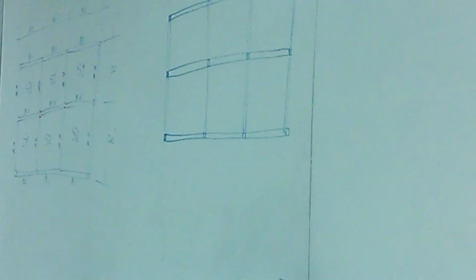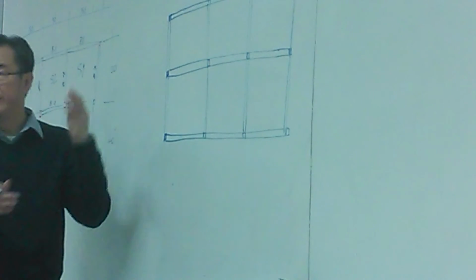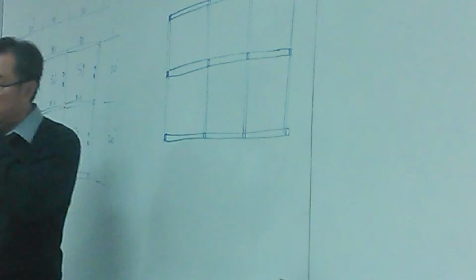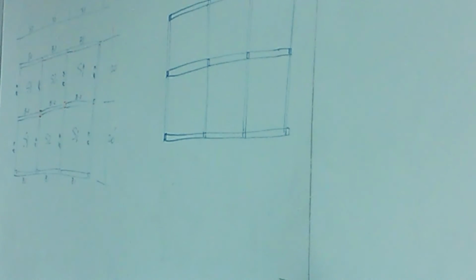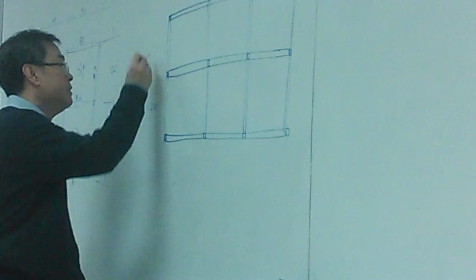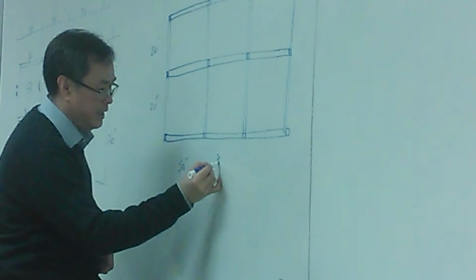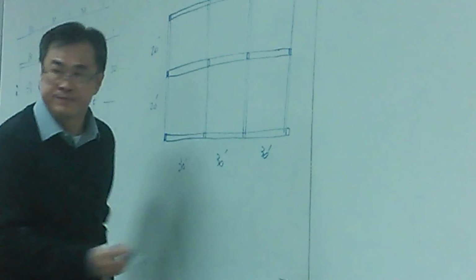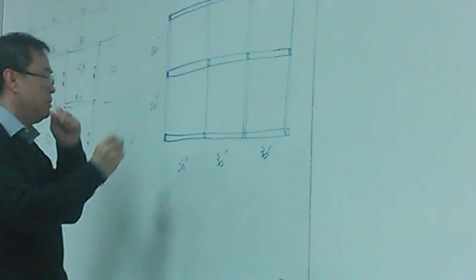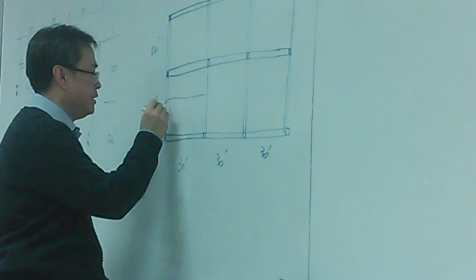So if the longer direction over the short is 3 times, I'll decide as one-way slab. So in this case, it's 20, 20, 30, 30, 30. I'm going to run secondary member across this.